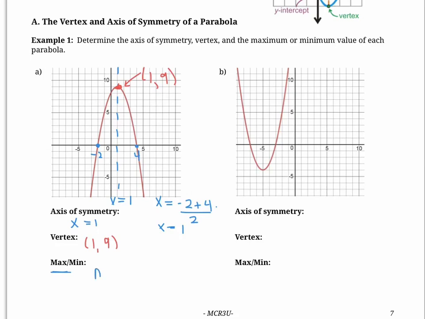Here we go. Our max value is equal to 9. So each parabola will have either a max or a min, not both. So now that we've reviewed that, hopefully you remember it all from grade 10, try this one on your own. Pause the video, do it on your own, come back to check your answer.